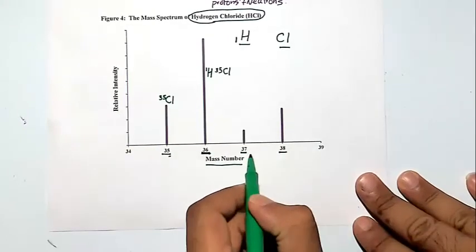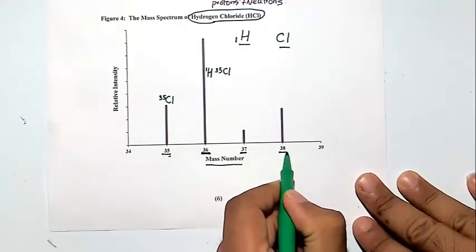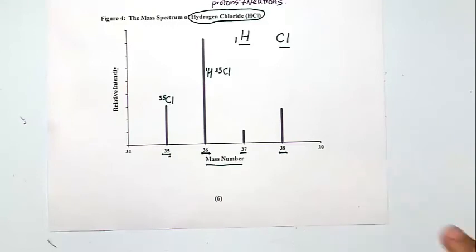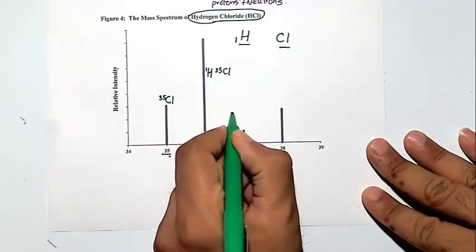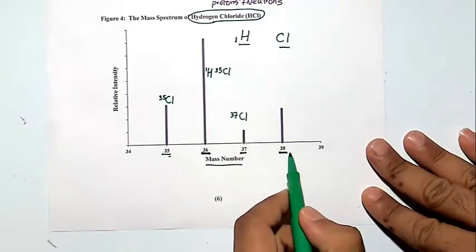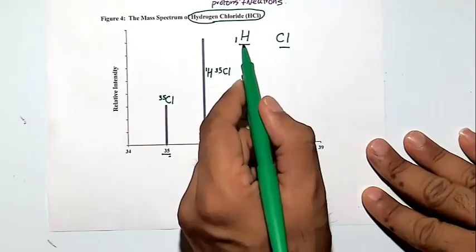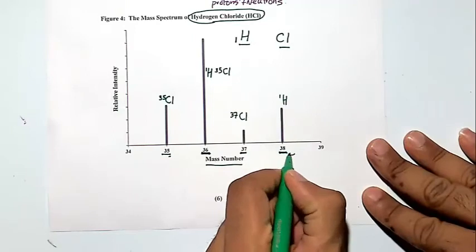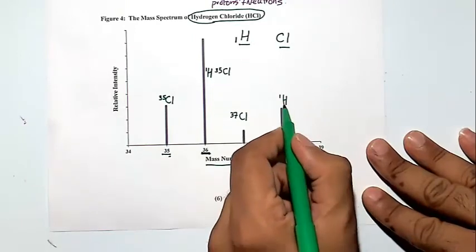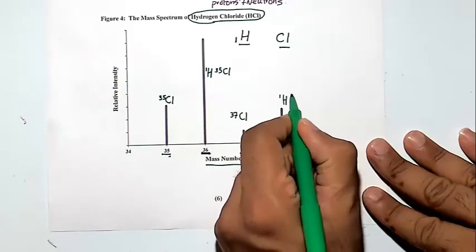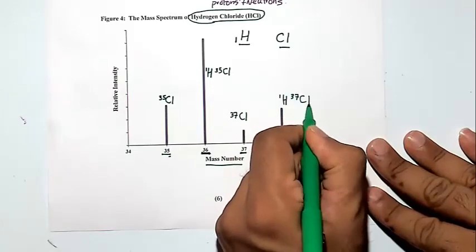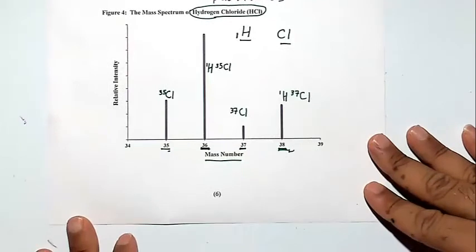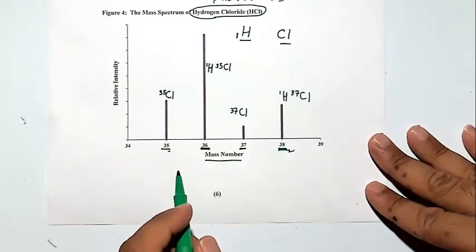And if this is 37 and this is 38, what is the 37 and what's the 38 peak? The 37 peak will be 37 Cl. What's the 38 peak? Hydrogen is 1. So the 38 mass number peak represents the isotope of hydrogen, 1H, and 37 Cl. So that's the power of mass spec. It can actually resolve individual isotopes.